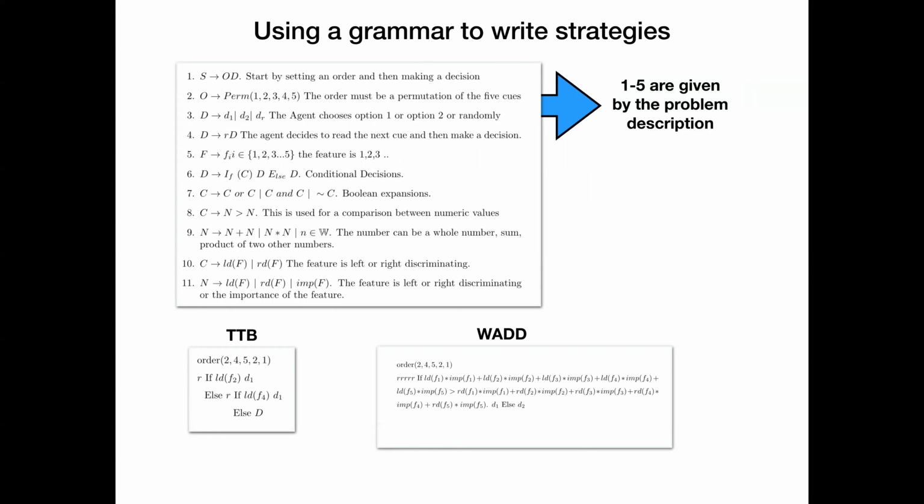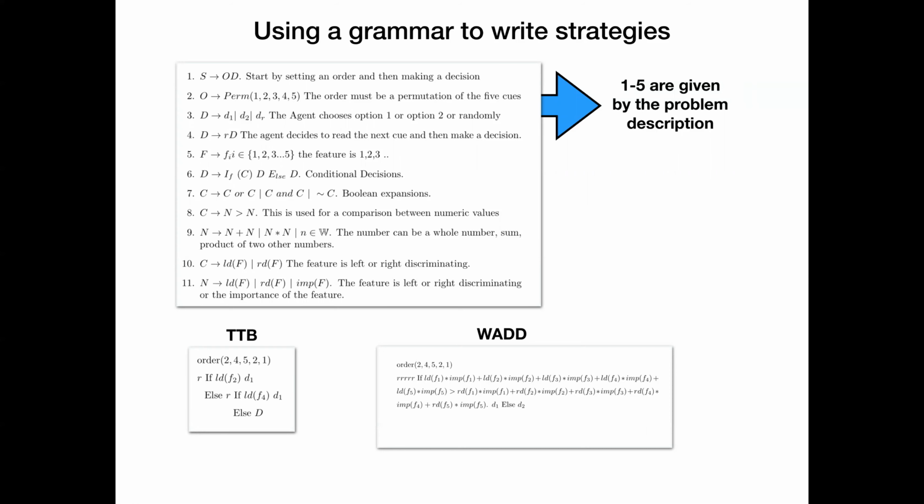The first five rules are directly from the problem description. For example, the first one states that in the beginning, one needs to decide on the order and then make a decision. The third and fourth mention the decisions available to the participant. The sixth rule gives a syntax for conditional decisions. The seventh speaks about more complex conditions that can be written down.